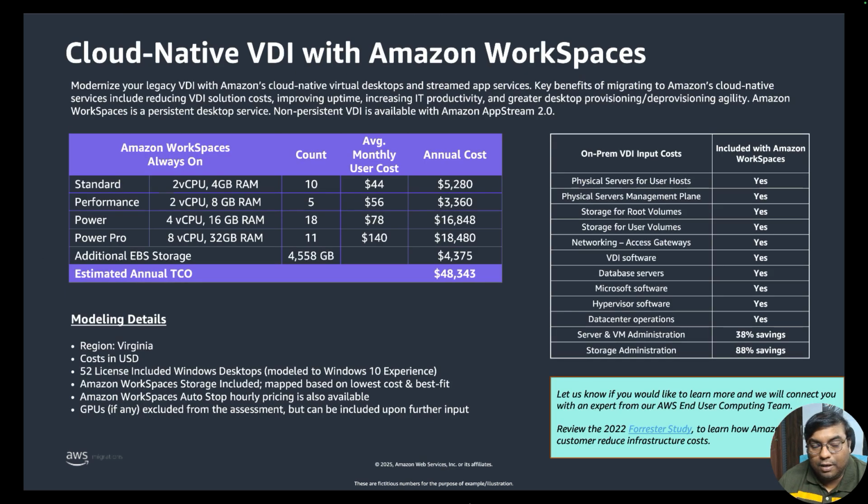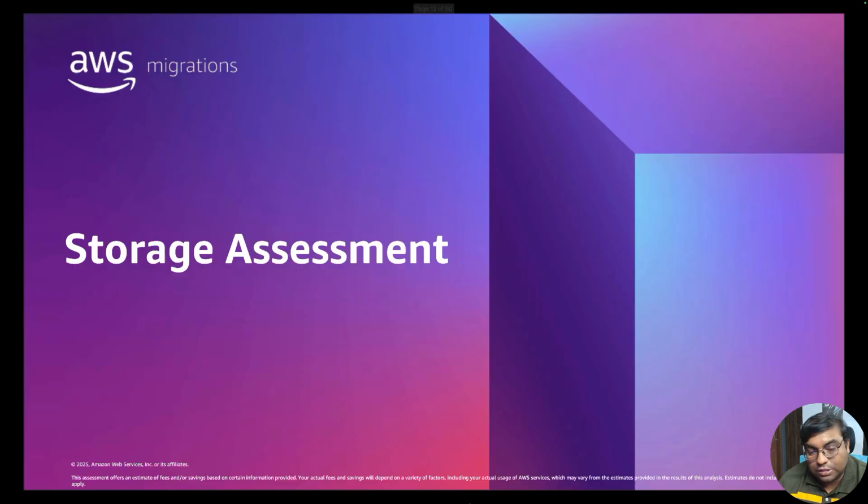Cloud native virtual desktop with Amazon WorkSpaces: if you do that, the annual TCO would be $48,000, and it will say how much you are saving with respect to running this on VMware. So if you have these kinds of workstations, move to Amazon WorkSpaces, and this is how much you can save. It also does the storage assessment, like I mentioned.